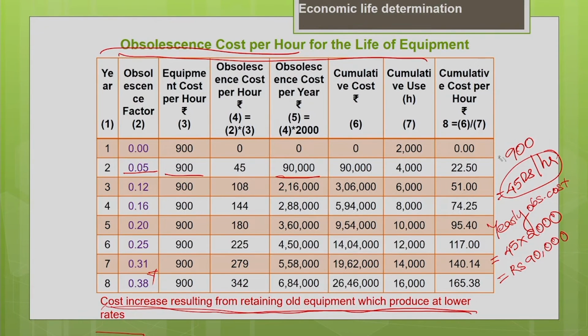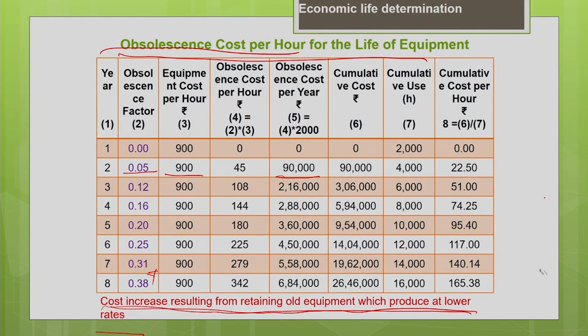Now, similarly, calculate the obsolescence cost for the second year. The obsolescence factor is 0.12 for the second year, multiplied by the equipment cost: 0.12 into 900 gives you 108 per hour. This is your obsolescence cost. Your equipment cost is 900 per hour, but your obsolescence cost is 108 per hour.